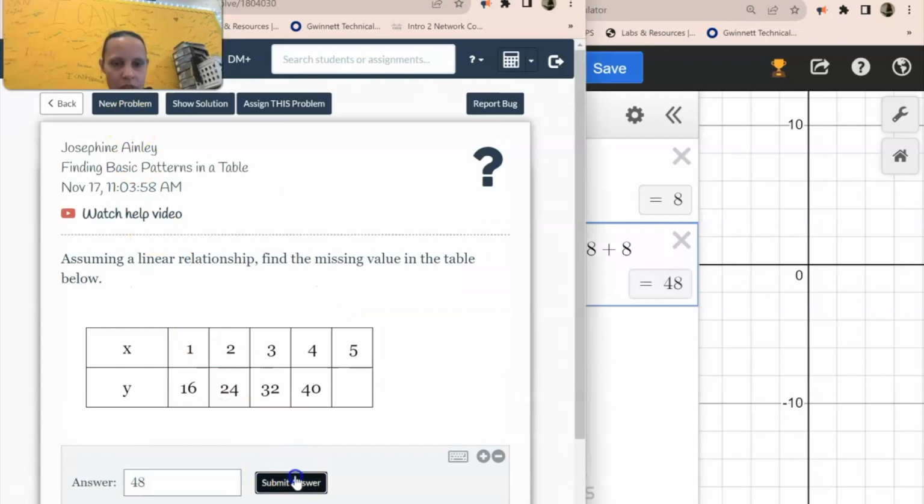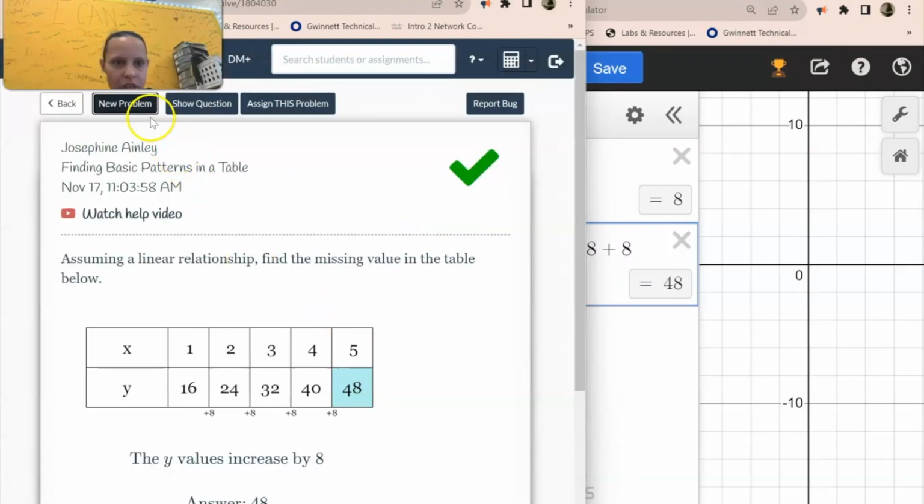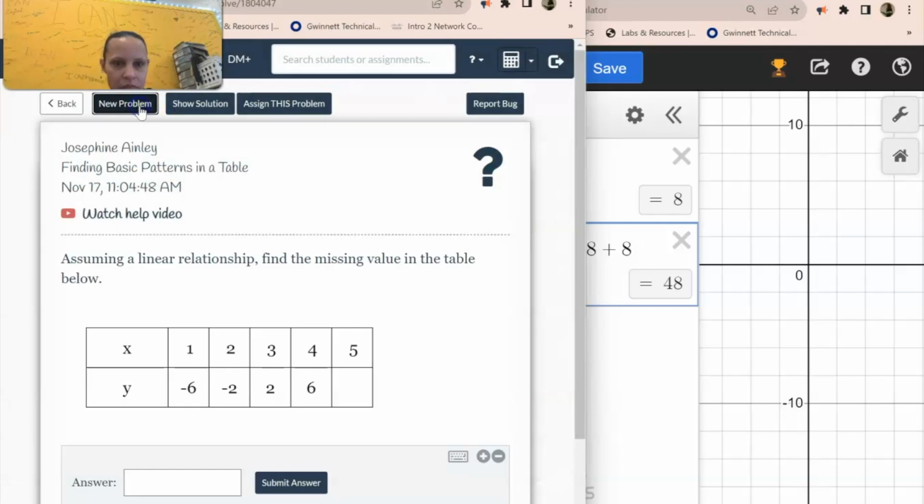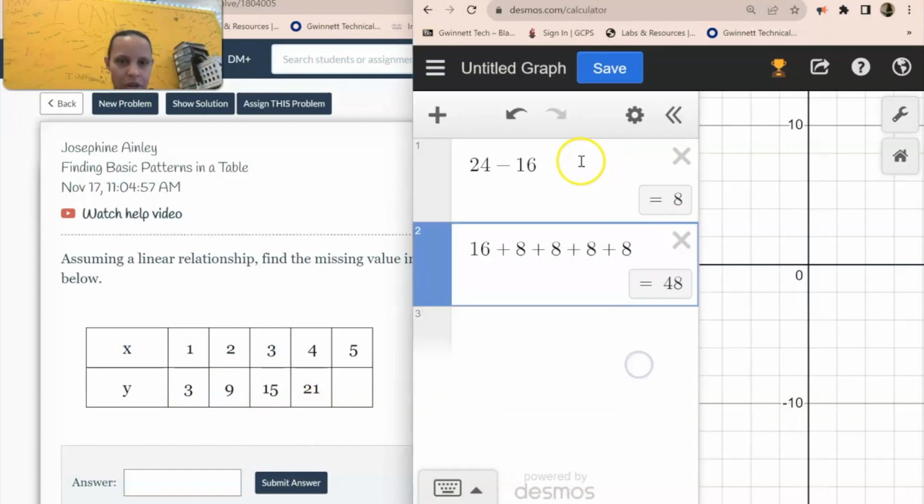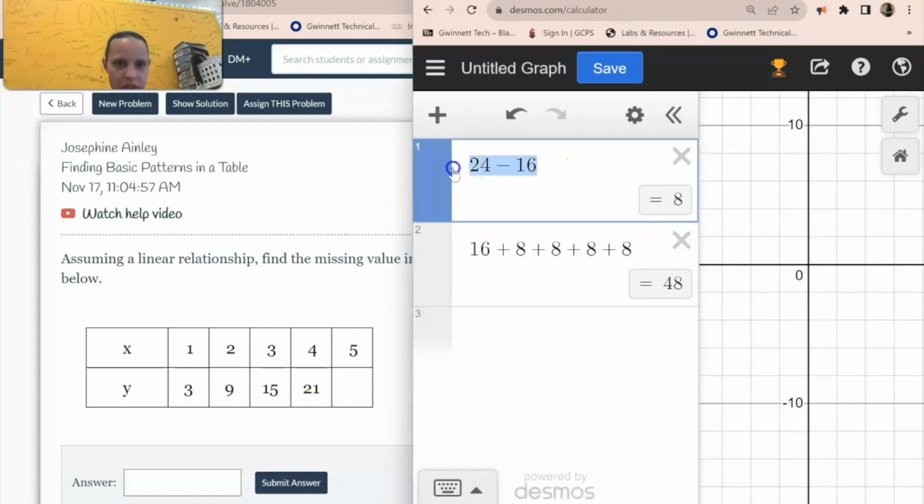I'm going to try and do one that has negatives in it just in case. So let's find one that has some negatives. Okay, let's do this one because, again, you're looking for the pattern. So what am I doing to get from here to here, then here, then here? So whatever it is that I think, I'm going to put it in the calculator. So I'm going to try to see if this is going to work.